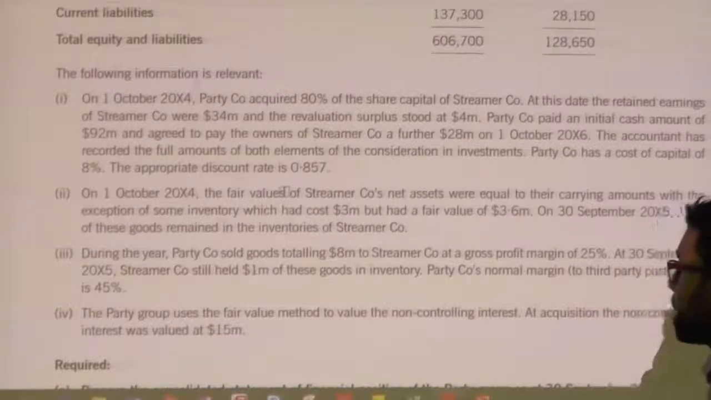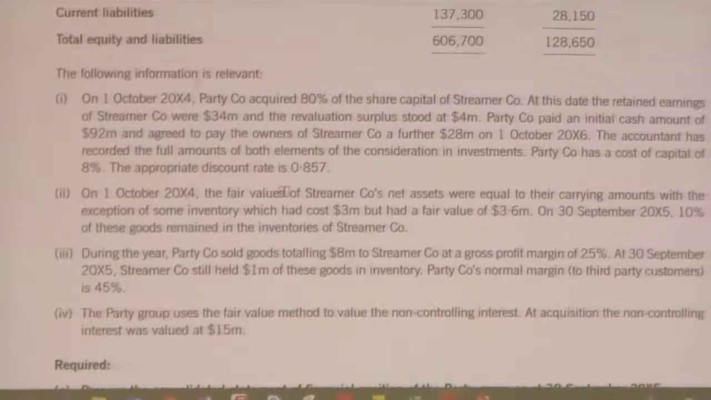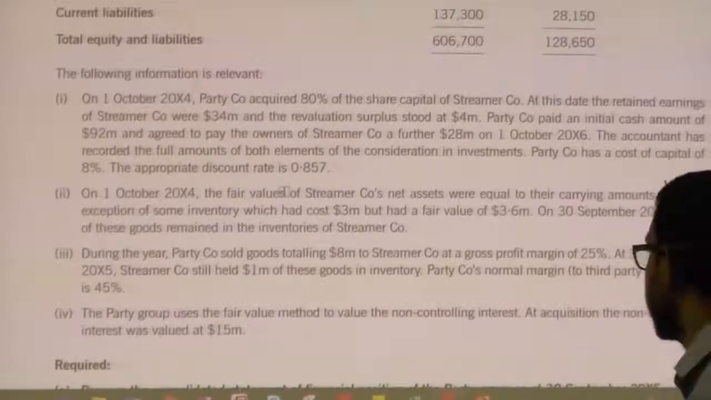During the year, P company sold goods totaling 8 million to Srima company at a gross profit margin of 25%. At 30th September 2015, Srima company still held 1 million of these goods in inventory. P company's normal margin to third party customers is 45%. The P group uses the fair value method to value non-controlling interest. You must use it, right?